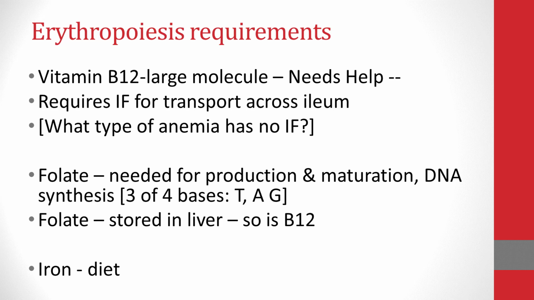We also need folate that is necessary for the maturation of our DNA. Three of our four bases, thymine, adenine, and guanine, require folate. So it's the second most important vitamin for erythrocyte production and maturation because we need it for DNA synthesis. Folate absorption happens principally in the upper small intestine. Folate is stored in the liver, and B12 is also stored in the liver.